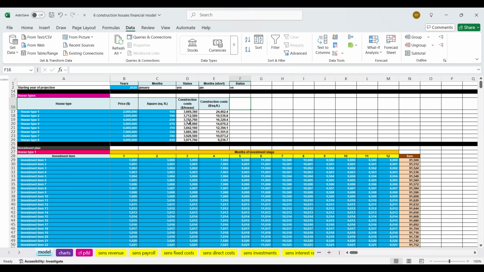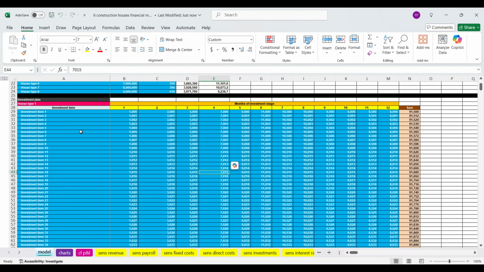So now we're moving to the next block of inputs, the pricing strategy. So we are specifying the selling price for each type of house that we're building. And then we are setting up the square footage of each type of house that we are building. So now we're moving to the investment stage.